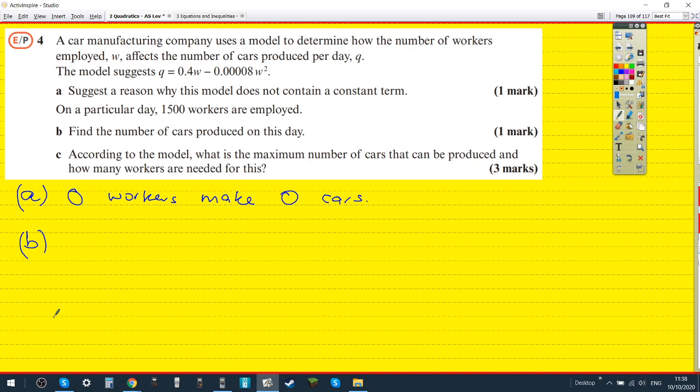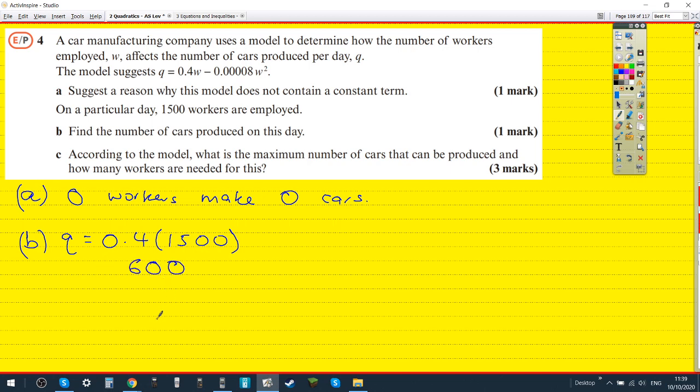Okay, question B. So would it be 0.4 times 1,500? Yep. Which would be 600.